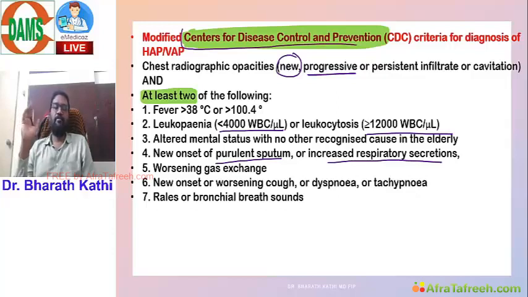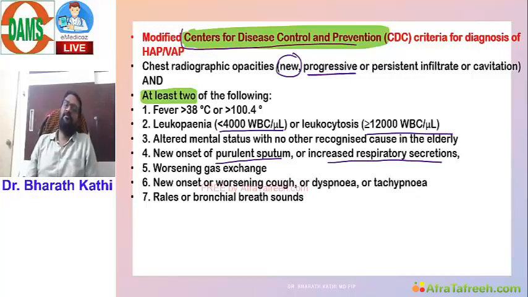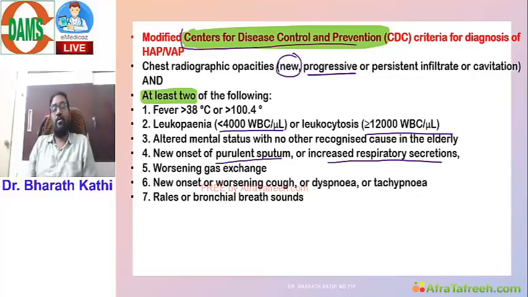So at least two of the following along with chest radiographic opacities, new, progressive or persistent infiltrate or cavitation. Two of the following: patient is having fever, leukopenia or leukocytosis, altered mental status with no recognized cause in the elderly. See, again, altered mental status can be a feature of sepsis. New onset purulent sputum or increasing respiratory secretions. Worsening gas exchange. New onset worsening cough, dyspnea or tachypnea. Rales or bronchial breath sounds.